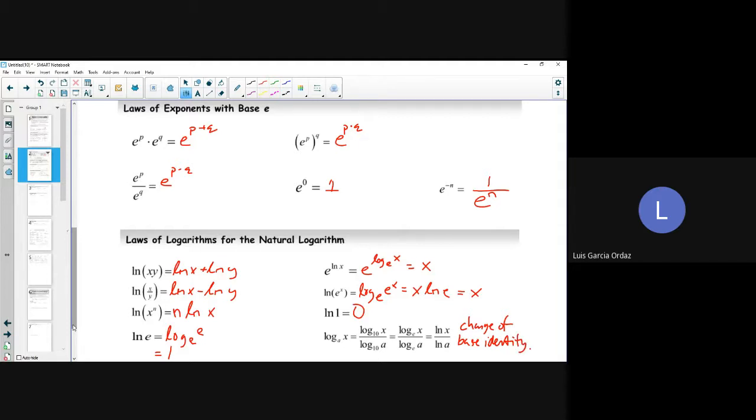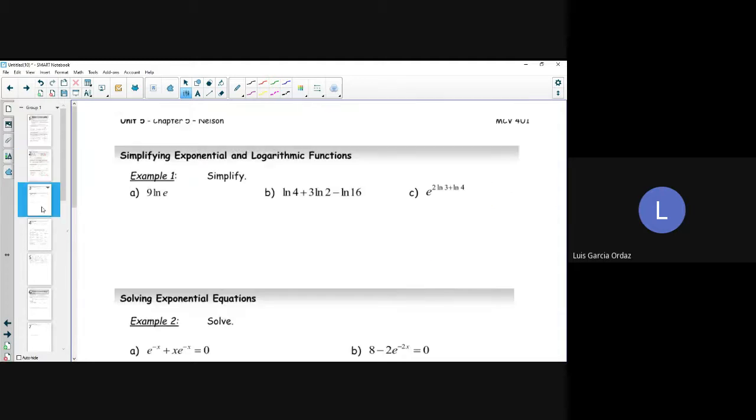Okay, so make sure we are keeping these in mind when we go forward with our examples. All right. So let's do some examples. So we're going to be using the laws that we learned of our natural logarithms. So for example, we want to simplify (a) 9 ln of e.